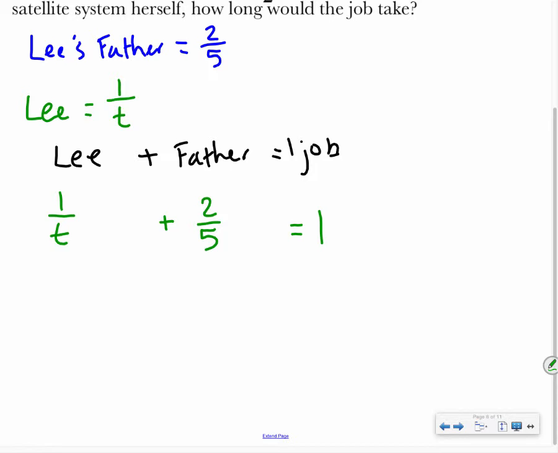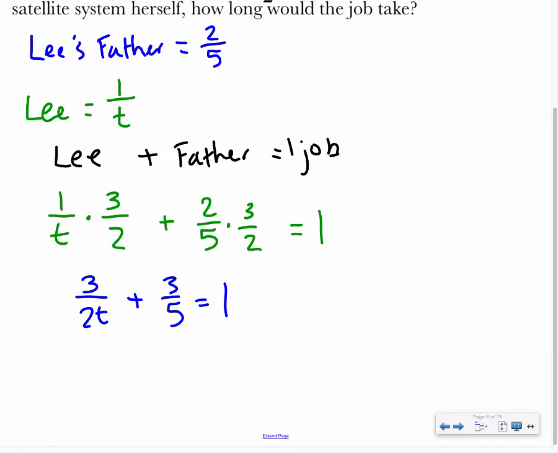Well, if we multiply both Lee's time and her father's time by the amount of time it takes them to work together, which said 1.5 hours, I'm going to convert that to an improper fraction of 3 halves. And if I multiply this together, I end up with 3/2t for Lee, and then I end up with 3/5 for Lee's father, and that equals 1.